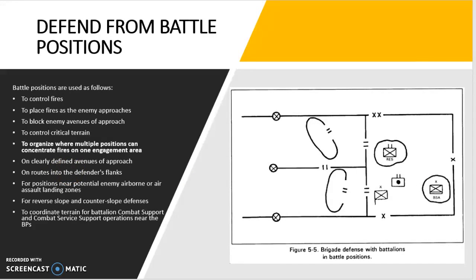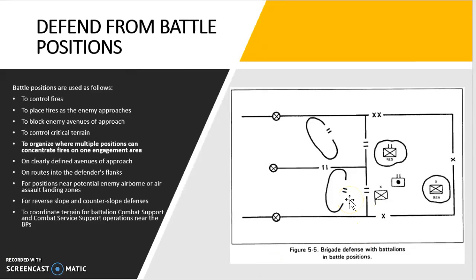The next one is defend from a battle position. As you can see here on the left, a battle position is used in many different ways. A way of looking at it is that if you're in your platoon and the company commander says, hey, set up a battle position, well, you're going to set up a battle position and defend it. You're not going to let any of the enemy go past you. You're going to block them with your fires. You're going to place fires on the enemy, and then you have a specific lane that you're supposed to defend.